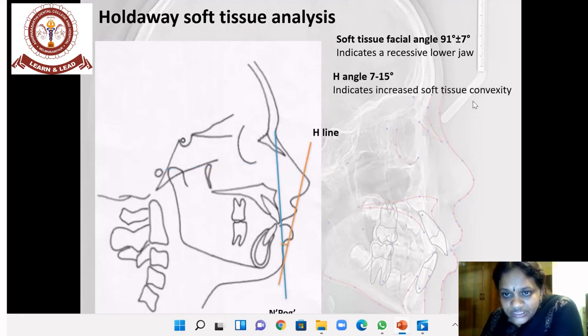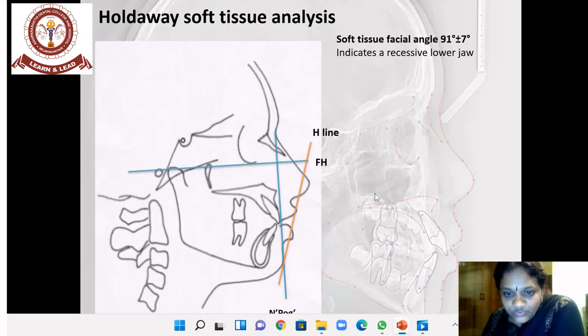Then comes your H angle. The H angle indicates the angle formed between the H line and N' Pog'. This angle should be 7 to 15 degrees. This tells you the soft tissue convexity of an individual.